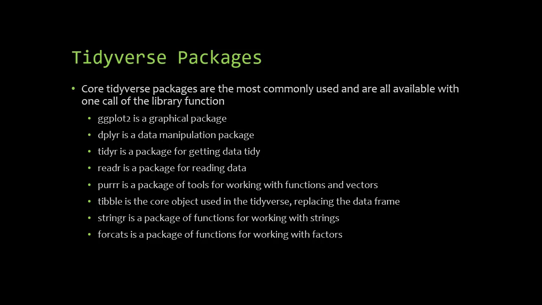purrr, or purr, is a package of tools for working with functions and vectors. Tibble is the core object used in the Tidyverse, and it replaces the data frame. Actually, it's a special type of data frame. Stringr is a package of functions for working with strings, that is, character vectors. And forcats is a package of functions for working with factors.